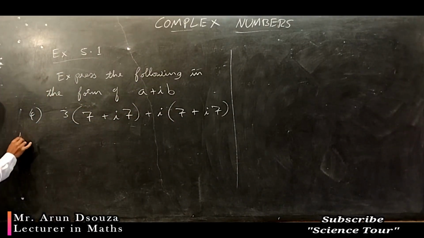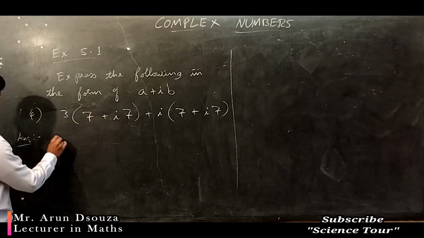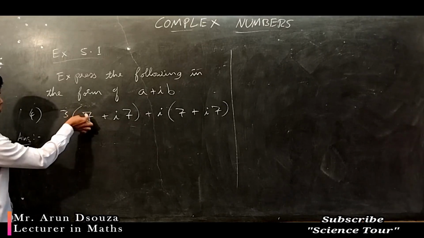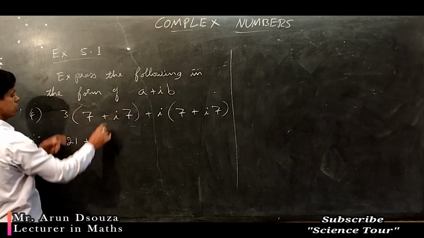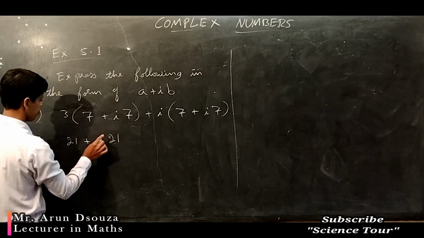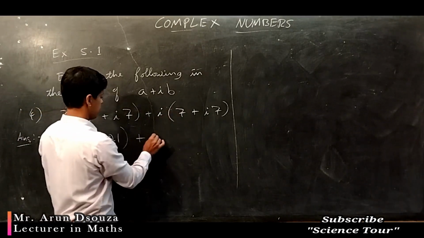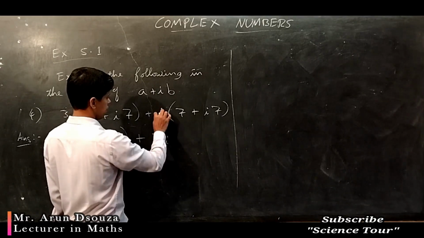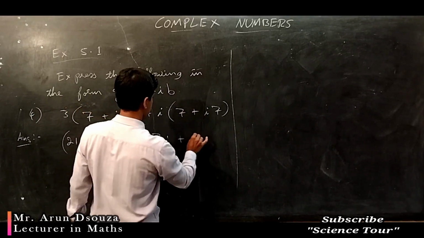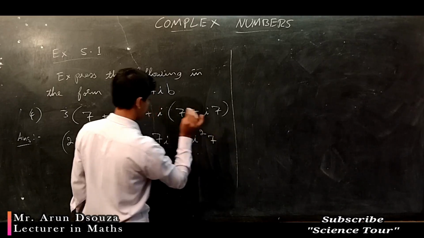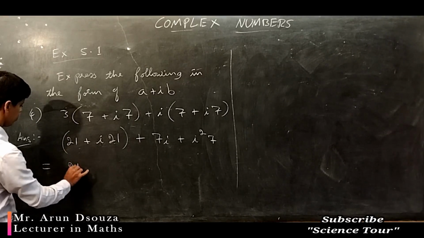Now what will you do? You will answer it, right? Okay, so how will you answer it? You just multiply. I'm not writing the question again. So this is 3 into 7, 21 plus I 3 into 7 again 21 plus I into 7, that is 7I, then plus and plus will be plus itself, I into I, I square into 7.